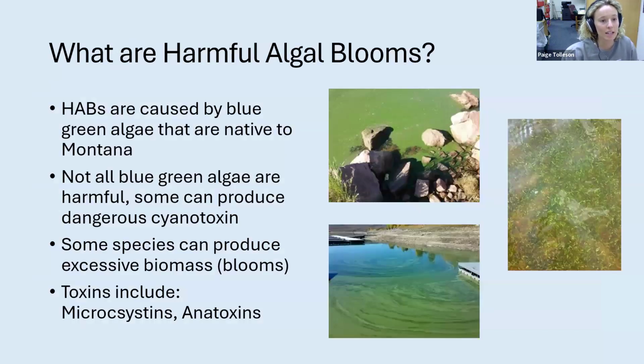Next slide. Okay, and we also monitor these sites for harmful algal blooms. So what are harmful algal blooms? They are caused by blue-green algae that's native to Montana. Not all blue-green algae produce harmful toxins, but some can produce dangerous cyanotoxins. And some species can produce excessive biomass as well, which is the big blooms that you see. And toxins include microcystins and anatoxins.